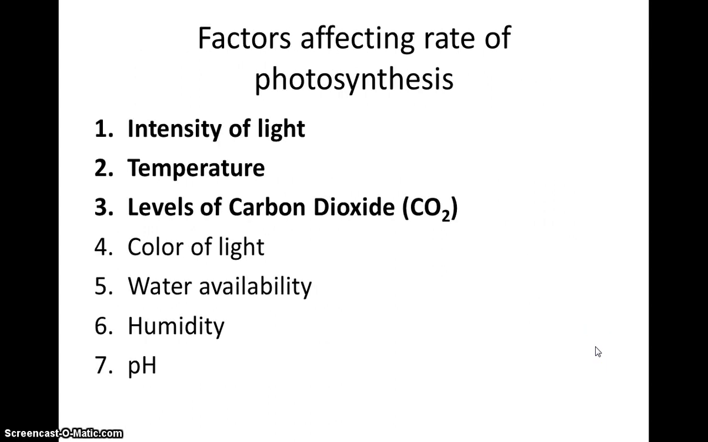Okay, so there are a lot of factors that can affect the rate of photosynthesis, so how quickly it's happening. There are 7 of them that we're going to go through, but I've bolded the first 3 because those are the ones people most commonly talk about. The other 4 do affect it, but the first 3 are the most commonly cited.